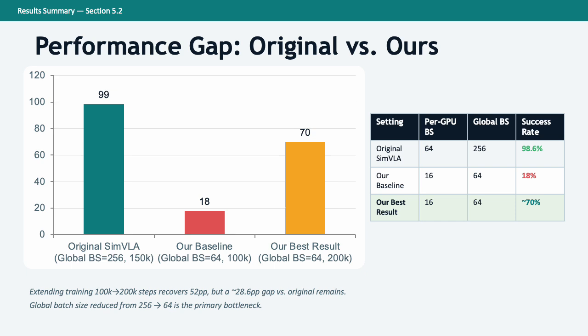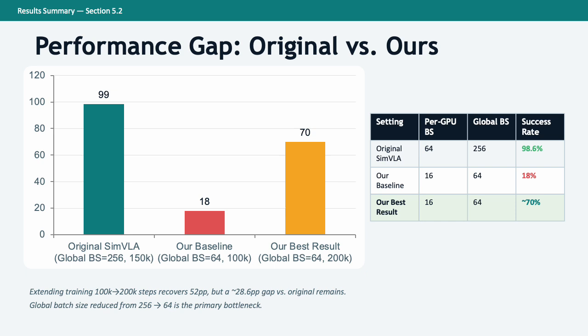So this slide gives a direct comparison between the original SimVLA and our results. The original SimVLA used a global batch size of 256 and achieved 98.6% success. In our setup, the largest global batch size we could use was only 64. So with 100,000 training steps, our baseline result was 18%. After increasing the training length to 200,000 steps, our best result improved to around 70%. So longer training recovered more than 50 percentage points, which is a large improvement.